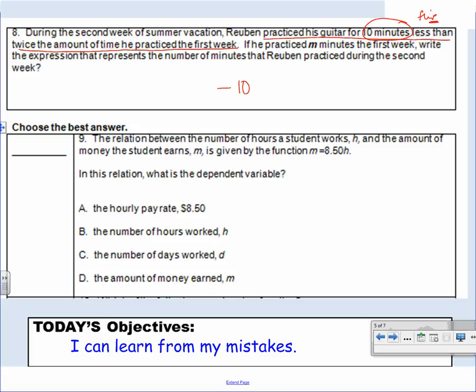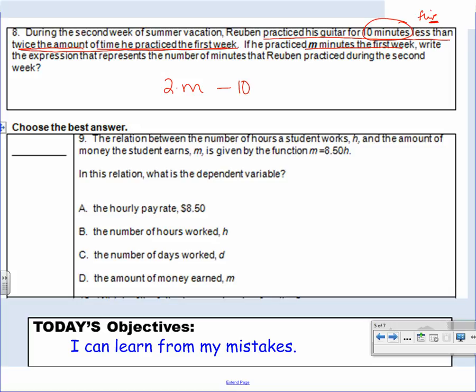Flip also means that what comes after the less than tells you what would be put in front. So twice the amount, twice tells you multiply by 2. The amount of time he practiced his first week, it said let m represent his first week, so 2 times m. That is the expression that represents the number of minutes that Ruben practiced during the second week.